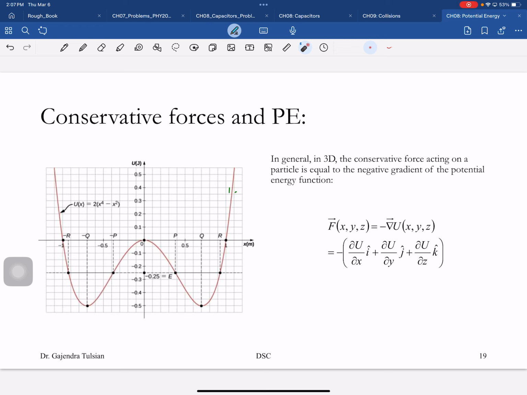So if the system were here, dU by dx is negative, the force is to the right. If the system is here, dU by dx is positive, the force is to the left. If the system is at this location, dU by dx is 0, that's an equilibrium point. How about this? If the system is here, what is dU by dx? 0. What is the difference between this equilibrium and this equilibrium?